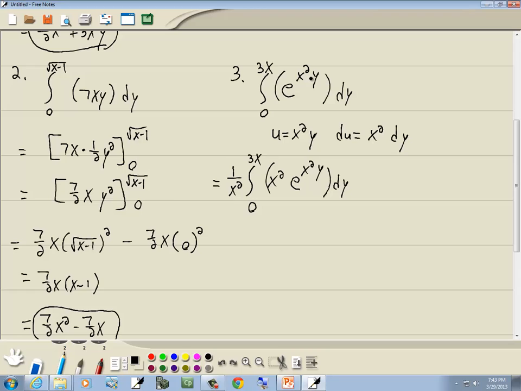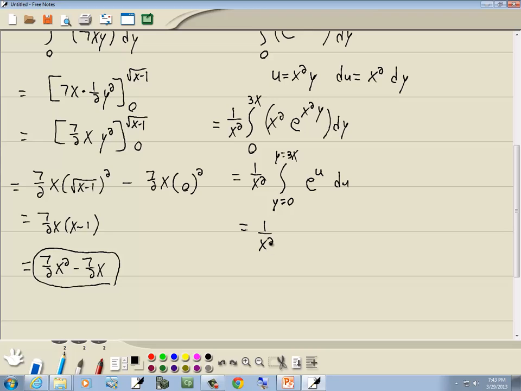So again, we let u equal to the exponent. du would be x squared, because the derivative of y is 1. Then we add on dy. So then this becomes, I'm going to put y's on here. So this is y equal to 0 to y equal to 3x. And the x squared y here I replace with the u, so this becomes e to the u. And the x squared dy gets replaced by du. So the 1 over x squared remains out there.